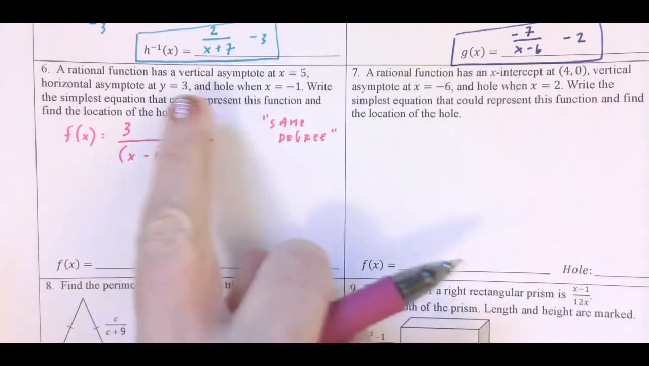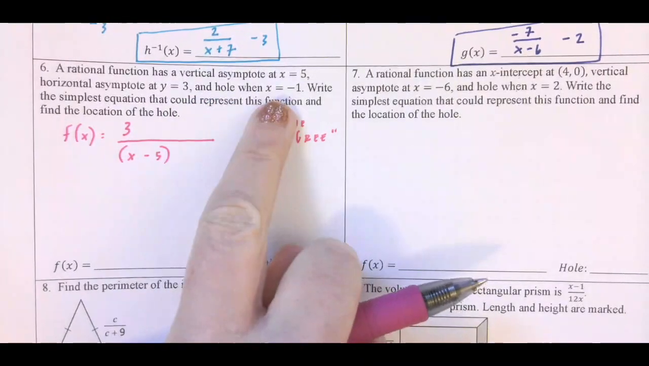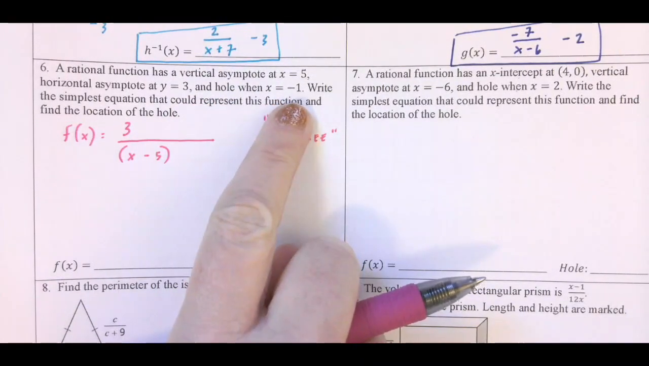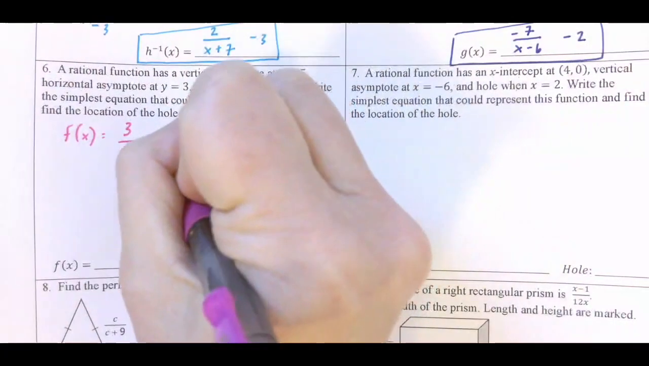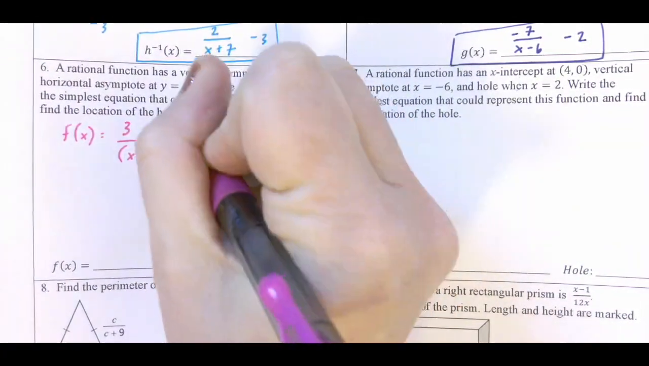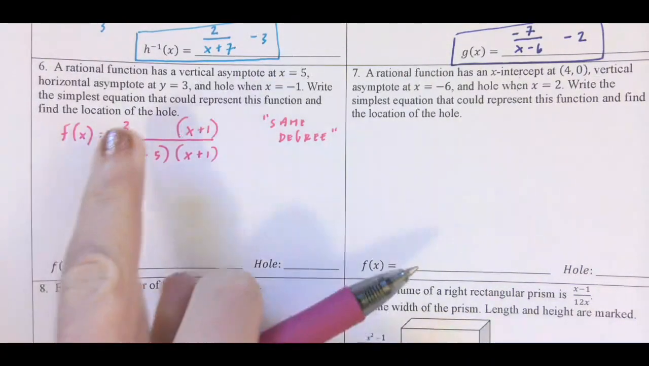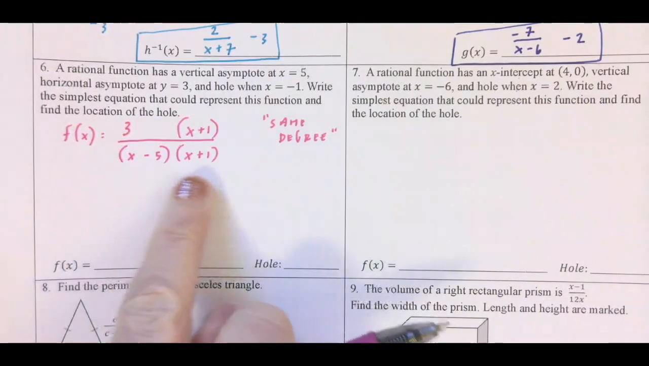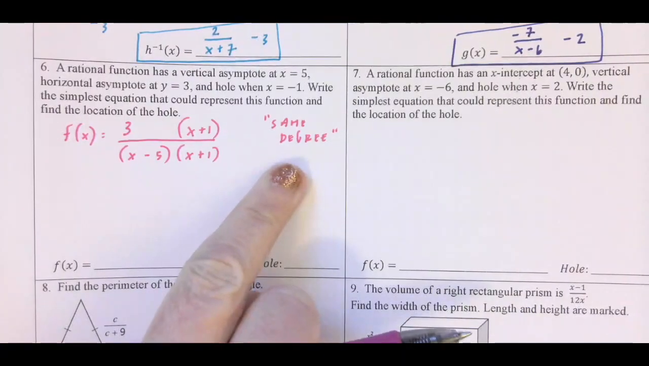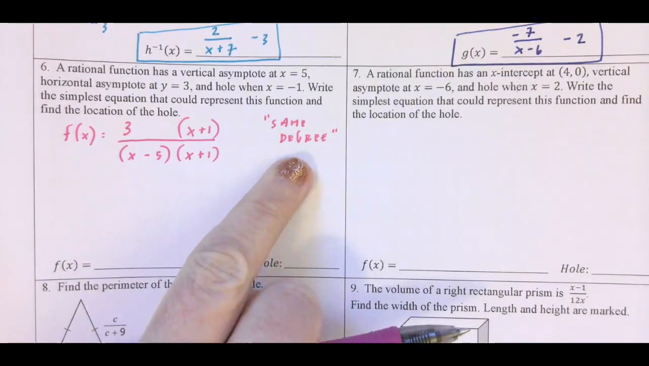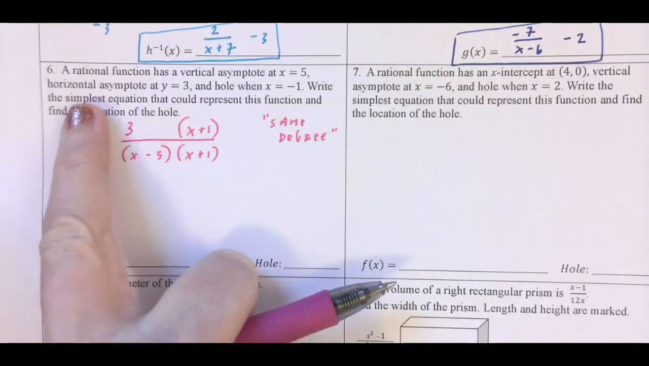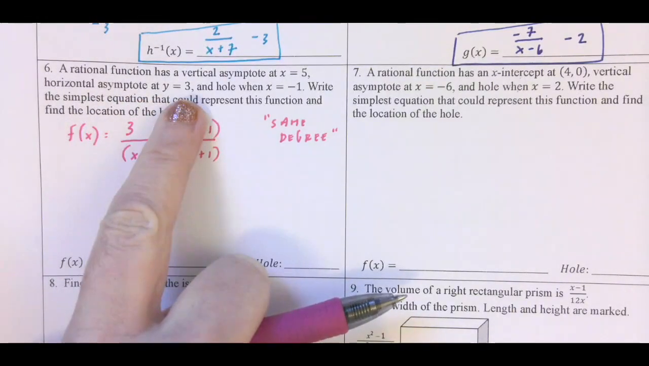But I have one more piece of information, that there's a hole where x equals -1. So that means that I must have x plus 1 on the bottom and on top. So now I have something linear over something quadratic. It's not the same degree, and I need it to be the same degree in order to get that horizontal asymptote at y equals 3.